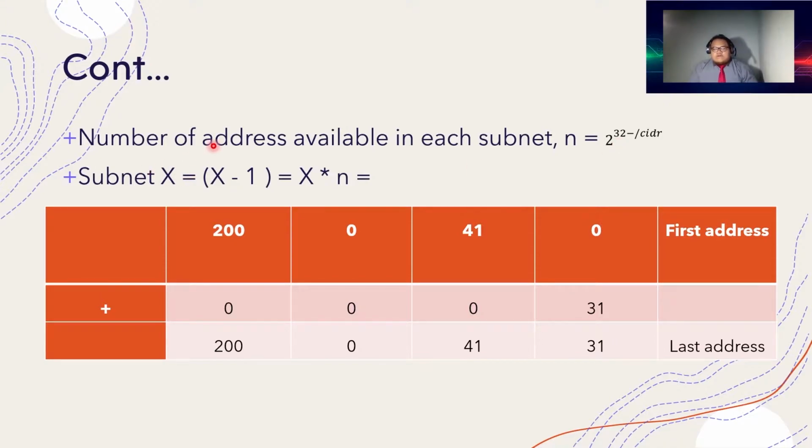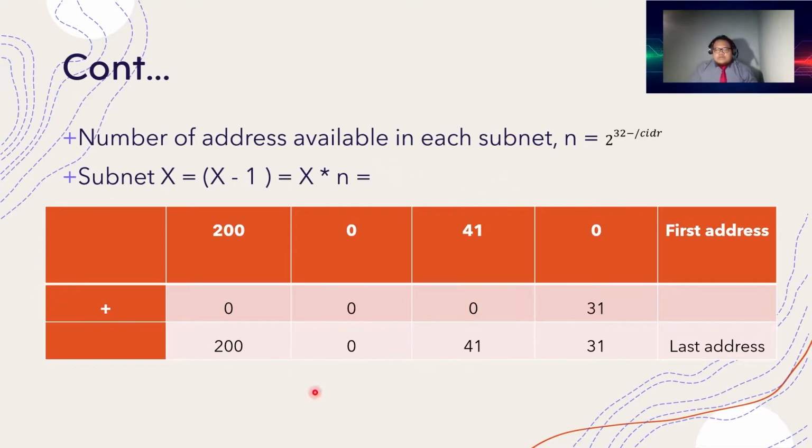Next is the formula of subnet X. This formula is used to calculate the number of bytes that we are going to add into the first address by subtracting 1 first. The formula goes like this: subnet X equals X minus 1. Then the answer from X minus 1, we are going to multiply it with n. N is the number of addresses available in each subnet.